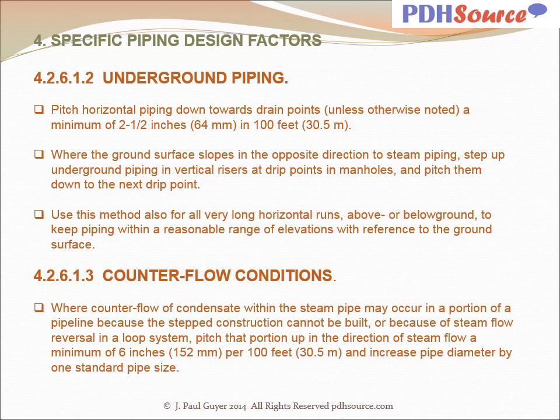With regard to counterflow conditions, where counterflow of condensate within the steam pipe may occur in a portion of a pipeline because the stepped construction cannot be built or because of steam flow reversal in a loop system, pitch that portion up in the direction of steam flow a minimum of 6 inches per 100 feet and increase pipe diameter by 1 standard pipe size.